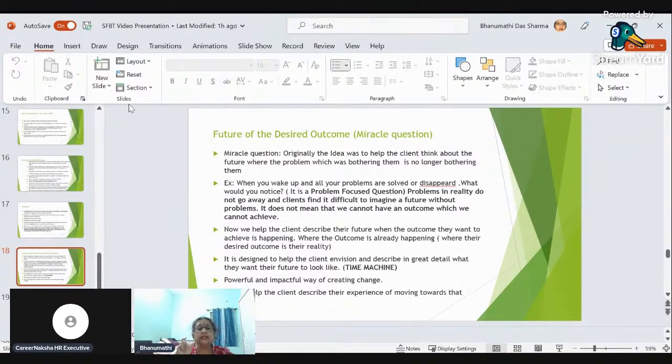What would you notice? It is a problem focus. Even though it's a miracle question, the focus is on the problem. That is a problem focused question. But problems in reality don't go away. When I learned SFBT, I also used to use the same frame. They say, "Ma'am, but the problem is not going away. How can I visualize? How can a miracle happen?" Because they find it difficult to imagine a future without the problem. It does not mean that we cannot achieve an outcome. We can have a problem, and in spite of it we can achieve our desired outcomes.